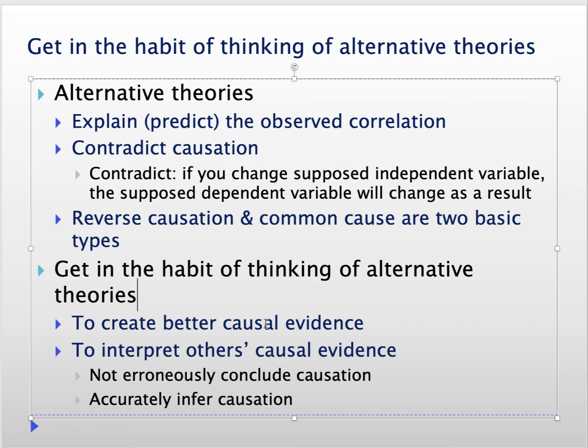And if you get in the habit of thinking of these alternative theories, you'll be able to create better causal evidence, and you'll be able to interpret others' supposed causal evidence to not erroneously conclude causation. You'll be able to accurately infer causation. And I want to stress, it's not that you say, oh, correlation is not causation, who cares about correlation? No, correlation is extremely important, valuable evidence. I don't want you to just dismiss it. But at the same time, you have to think about all the various reasons you could have that extremely valuable, important correlational evidence.